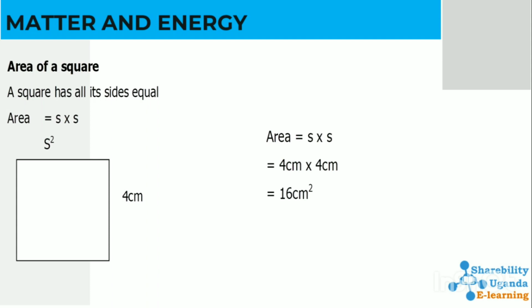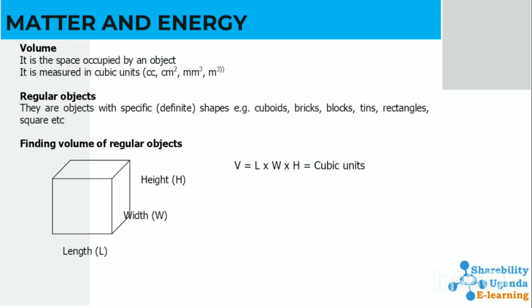Then area of a square. Remember, a square has all its sides equal, so we multiply side by side, which is side squared. For example, we have a square with sides measuring 4 centimeters. So we take 4, which is the length of the side. Then we square it. We square 4, and then get 16 as the total area of our square.